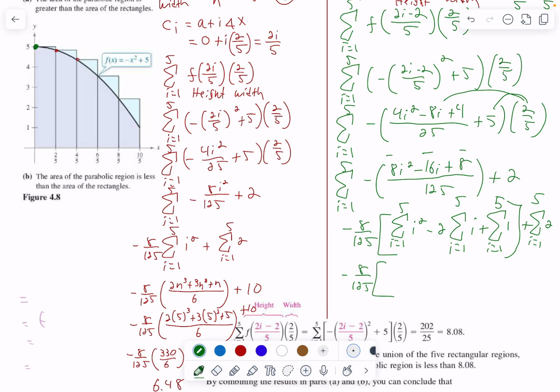I'm going to replace the i squared with that summation formula, which is (2n cubed plus 3n squared plus n) over 6, plus 2 times (n squared plus n) over 2, plus one of those summation formulas. If there's just a constant here, you multiply it by the upper bound. So 1 times 5 is 5, and same thing here, 2 times 5 is 10.